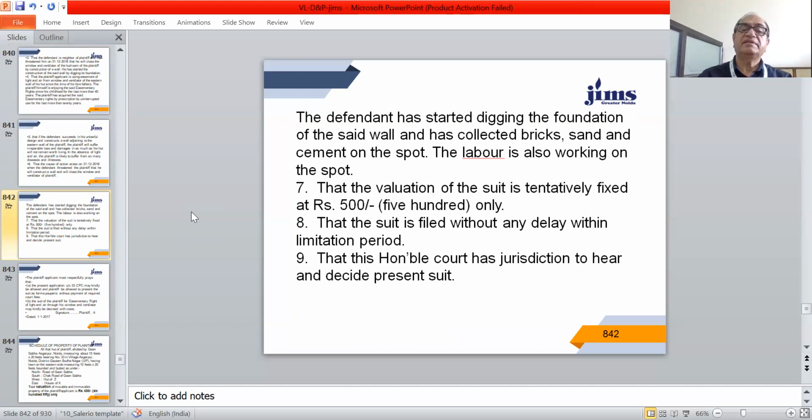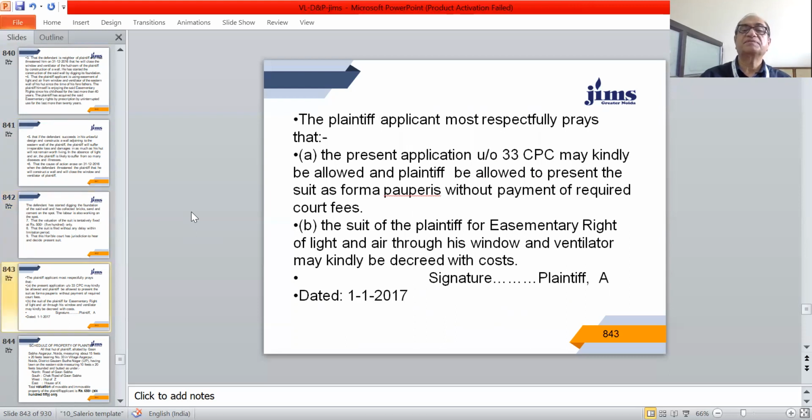Para 7: that the valuation of the suit is tentatively fixed at rupees 500 only. Para 8: that the suit is filed without any delay, within the period of limitation. And para 9: that this honorable court has jurisdiction to hear and decide the present suit. So, dear students, you have mentioned all the four legal ingredients of a plaint, that is CVLJ: C for cause of action, V for valuation, L for limitation, and J for jurisdiction.